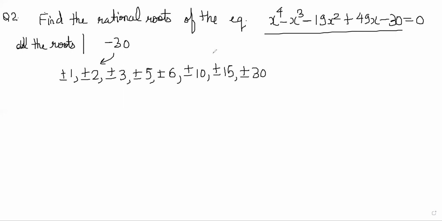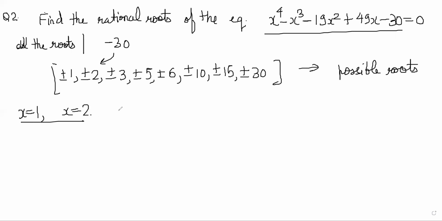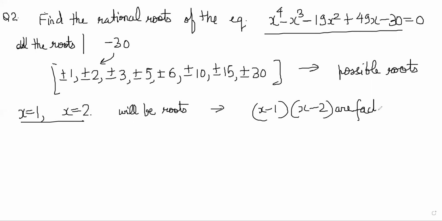So these are the possible roots, possible integer roots. Now, you can quickly check, you can start checking from plus minus 1 and you will easily recognize that x is equal to 1 and x is equal to 2 will be roots of this equation. So then what follows from that is that x minus 1 and x minus 2 are factors of this, correct?